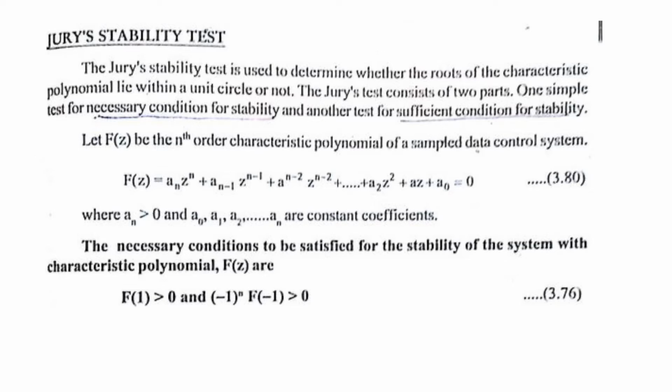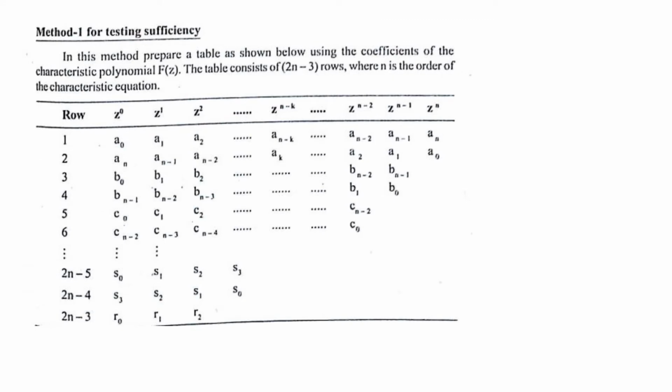Okay, the first part is over. Next we move on to the second part, which is the sufficient condition. If the necessary condition is not satisfied, you can say the system is an unstable system, that the roots do not lie inside the unit circle. You do not go on to find the sufficient condition. First, if your necessary condition is satisfied, you can proceed to the sufficient condition. If it is not satisfied, you can stop there. You can say the system is not stable because the roots are not inside the unit circle. So next is your sufficient condition.